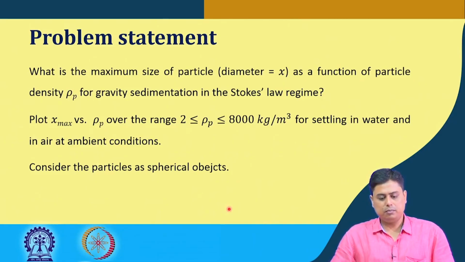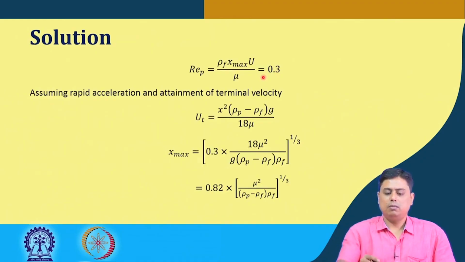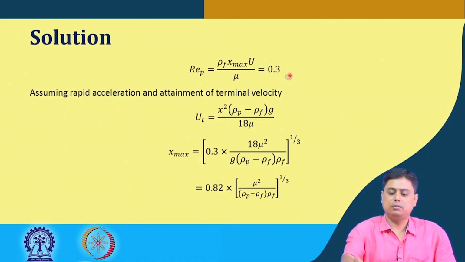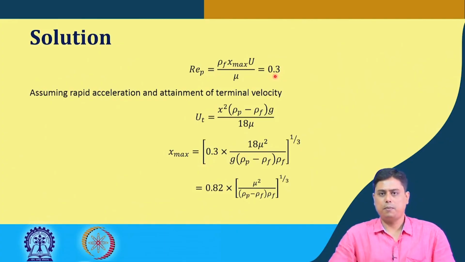So, basically, how do we find out what is the maximum size that can settle under gravitational effect, or where gravity sedimentation can happen? The maximum cutoff limit for the Reynolds number in the Stokes law region is 0.3. So we know the maximum Reynolds number can be 0.3. Accordingly, X max, the maximum diameter, has to be found out. Which means the particle Reynolds number in this case is 0.3. This is the maximum cutoff value.